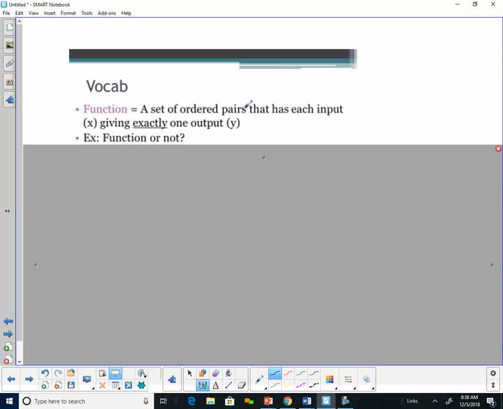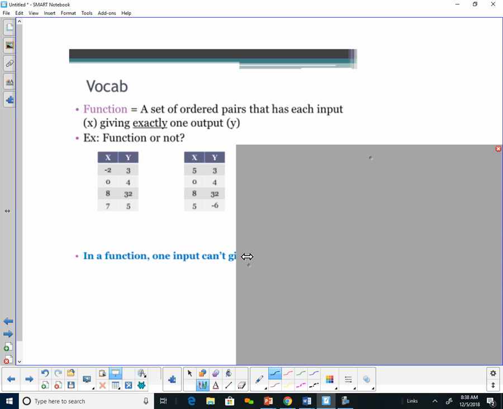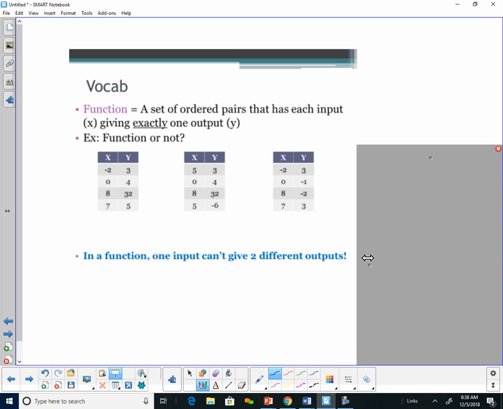Okay, again, function is a set of ordered pairs that has each input giving exactly one output. So I want you to tell me, is this a function? Yes, this is a function. None of my x's go to multiple y's. Is this a function? No, it's not, because I have a 5 that goes to a 3, and I have a 5 that goes to a -6. So therefore, it is not a function.